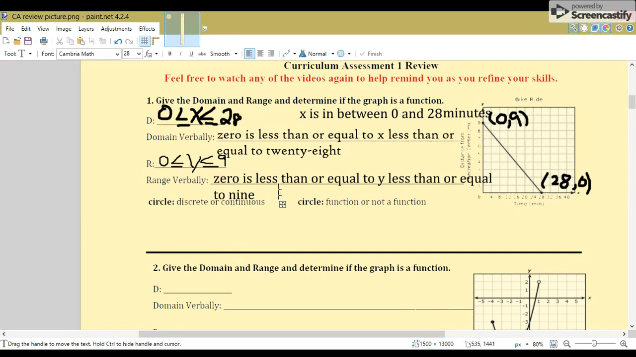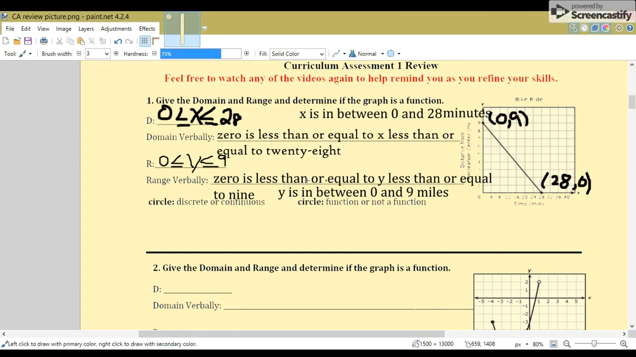You could also put y is in between 0 and 9 miles. Okay, so this graph right here is contiguous because it has at least one curve or line. This graph right here is a function because it passes the vertical line test. The x does not repeat.